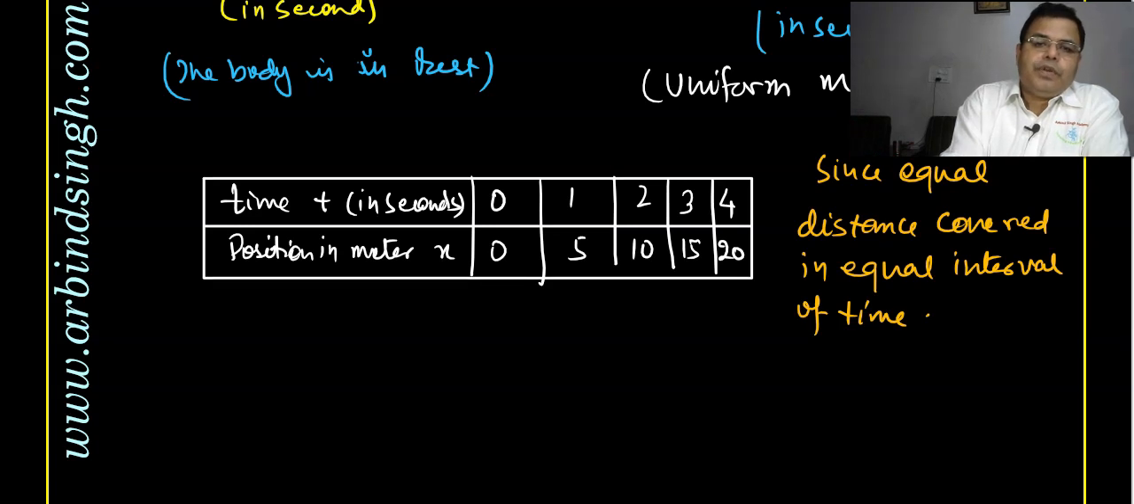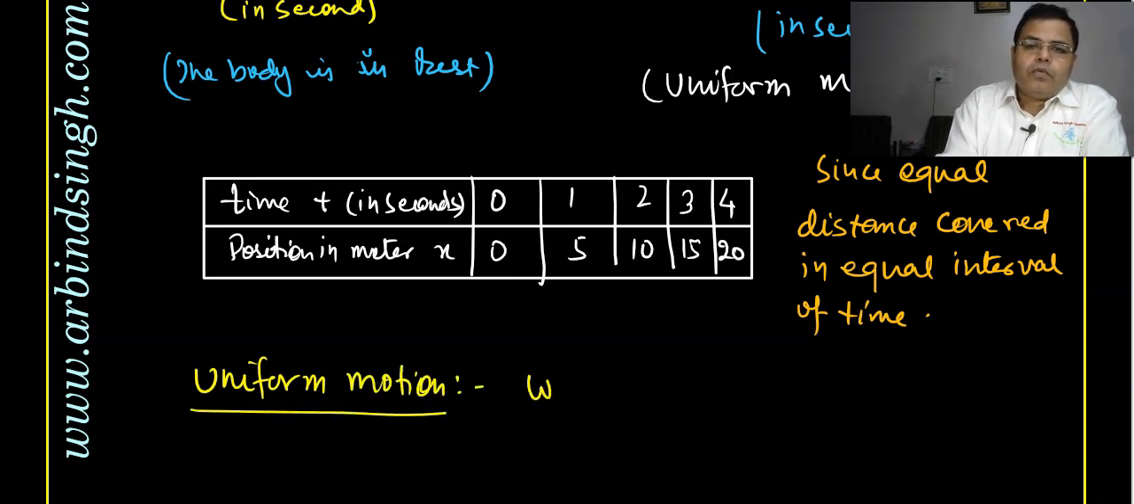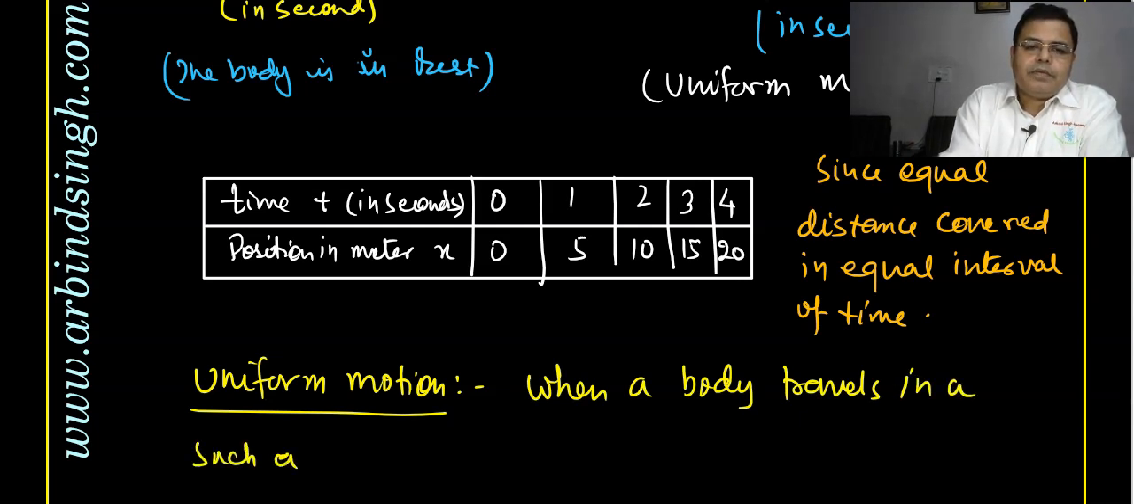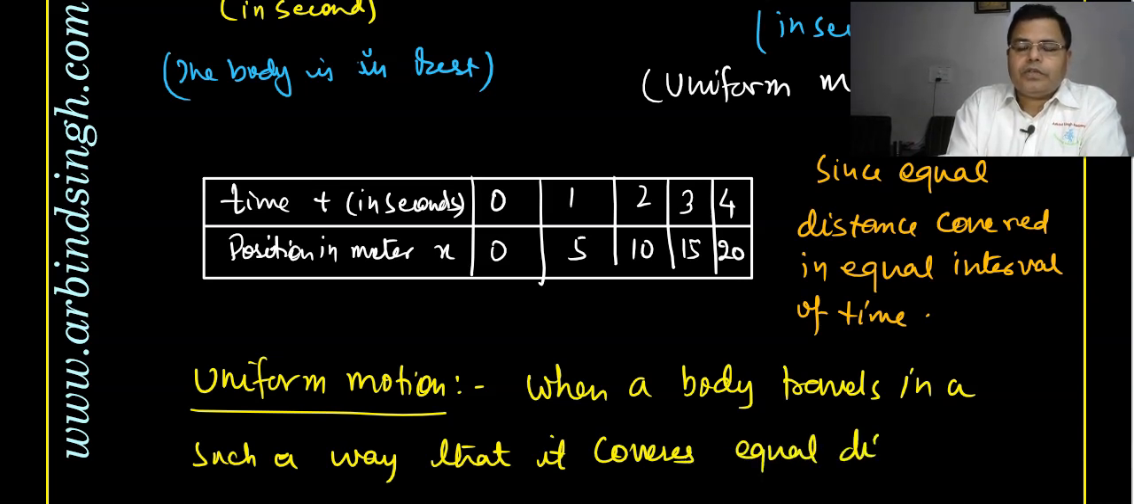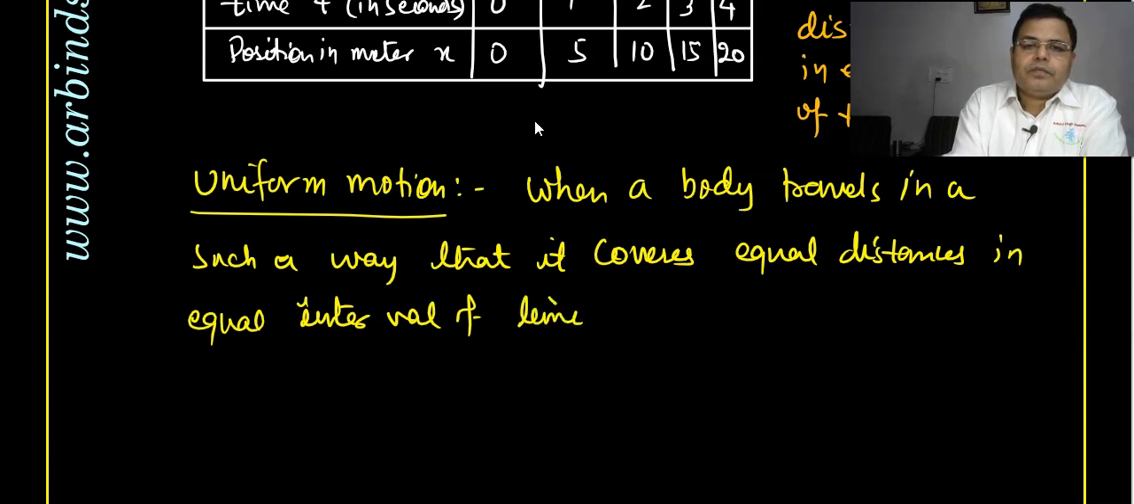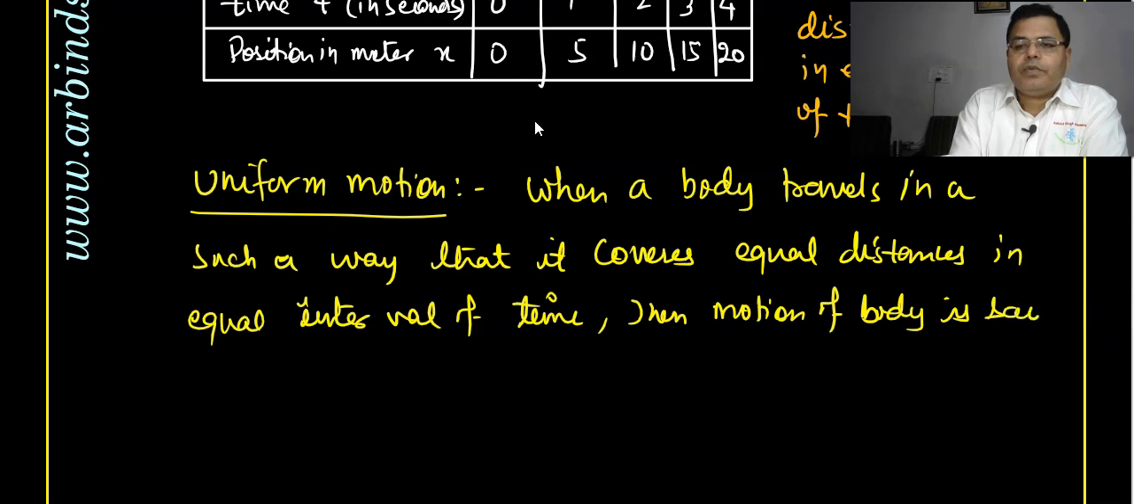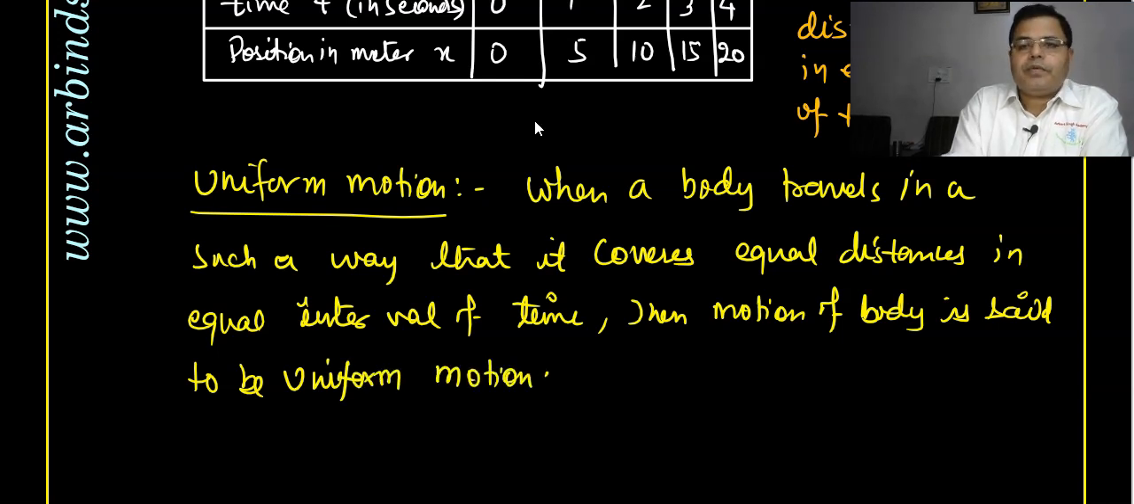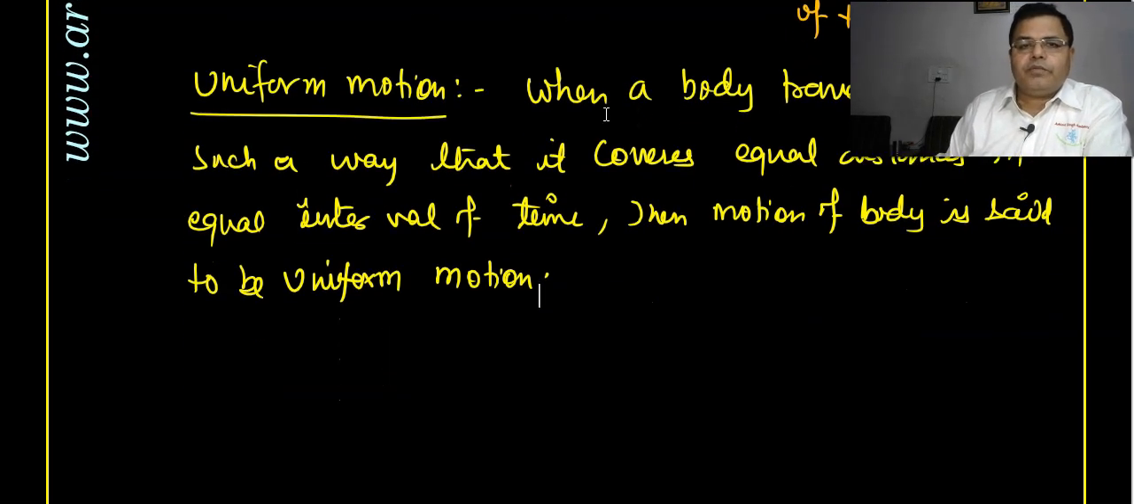So I can write here, uniform motion. The definition is: when a body travels in such a way that it covers equal distances in equal intervals of time, then the motion of the body is said to be uniform motion. So this motion is uniform motion.